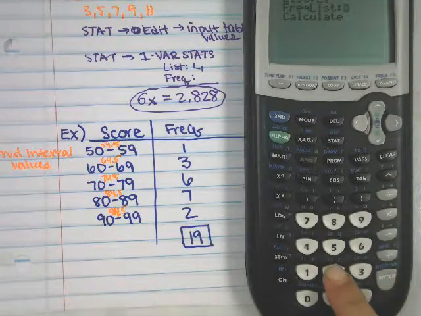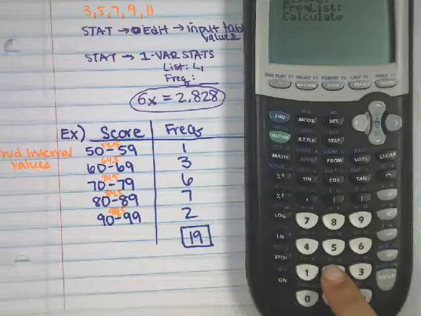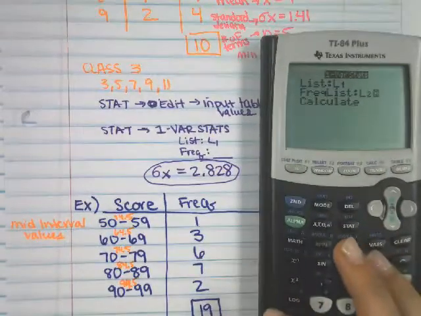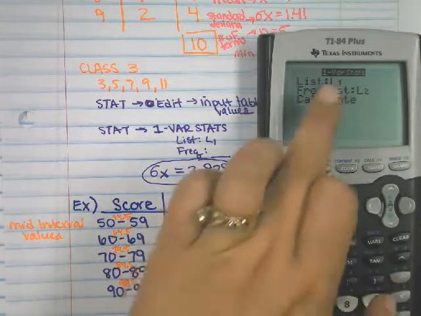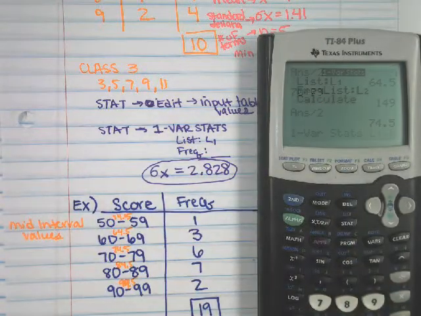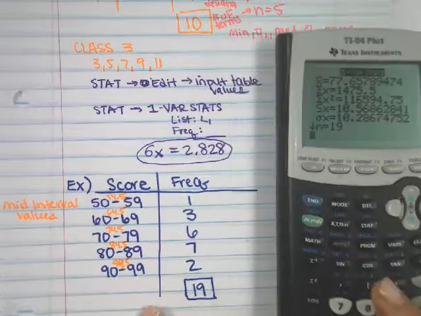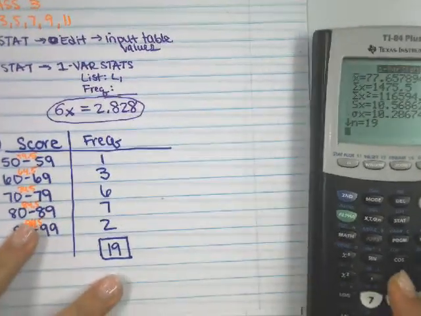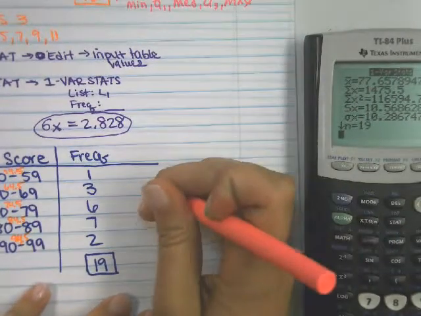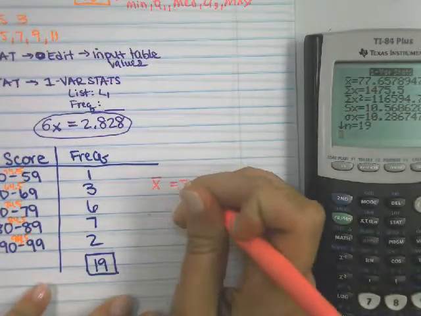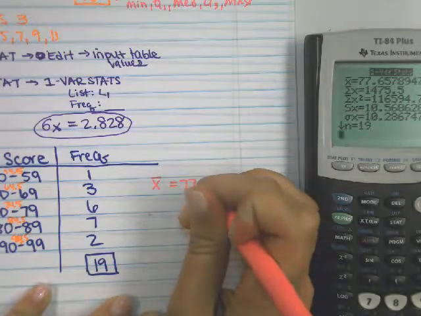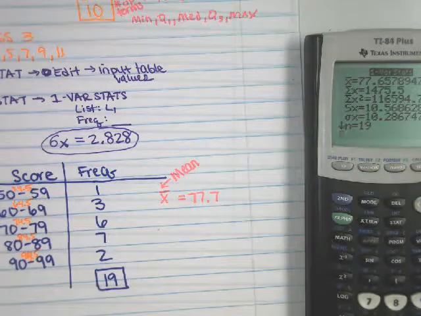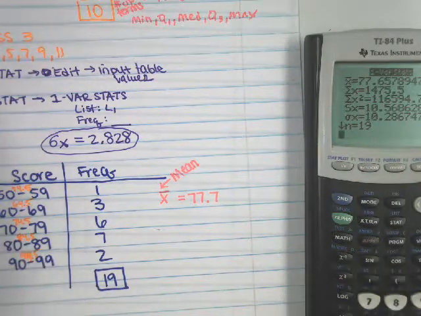My frequency list we put in list 2. List 2, you can see the little, I don't know if you can see it on your screen, but L2 is here. So we do second 2, and it pops up in L2. That's my frequency column. Calculate, and it gives us a lot of information. So it gives us x bar, the mean. Okay, it's a good value to pick out.